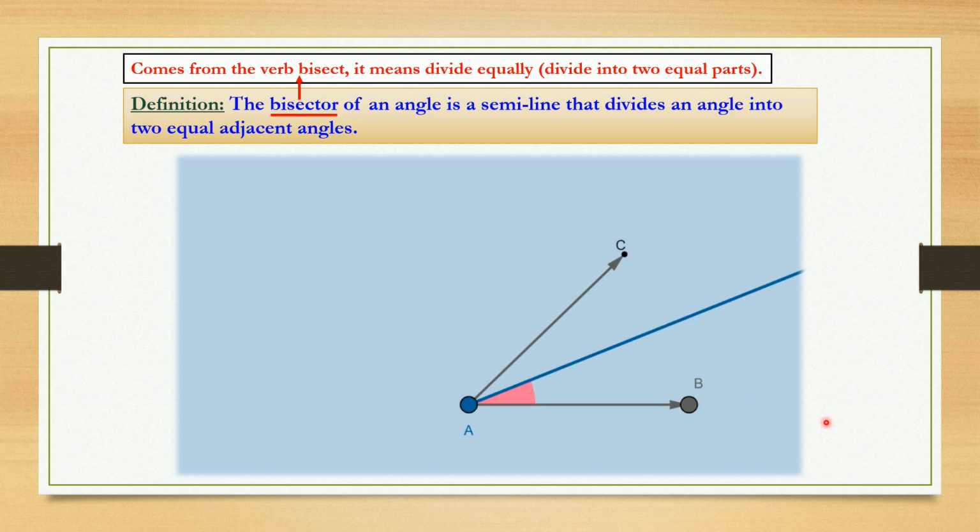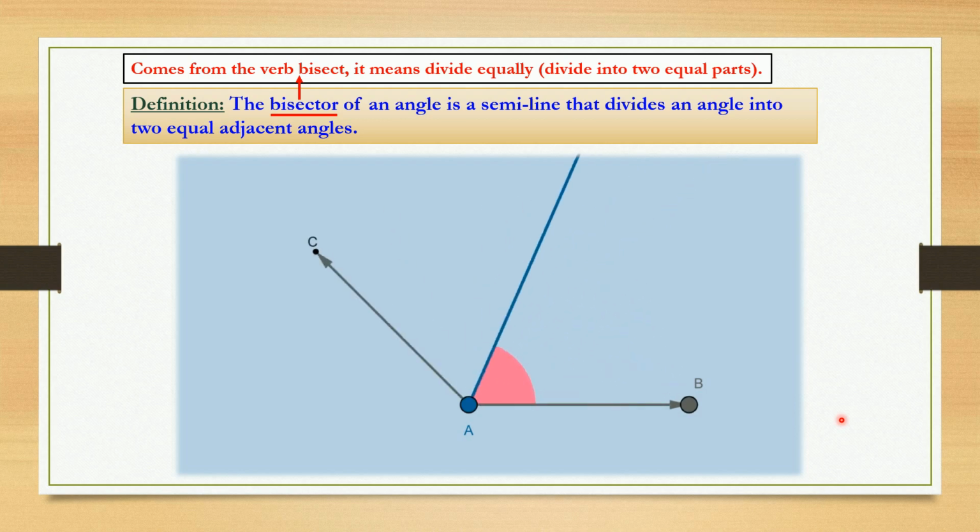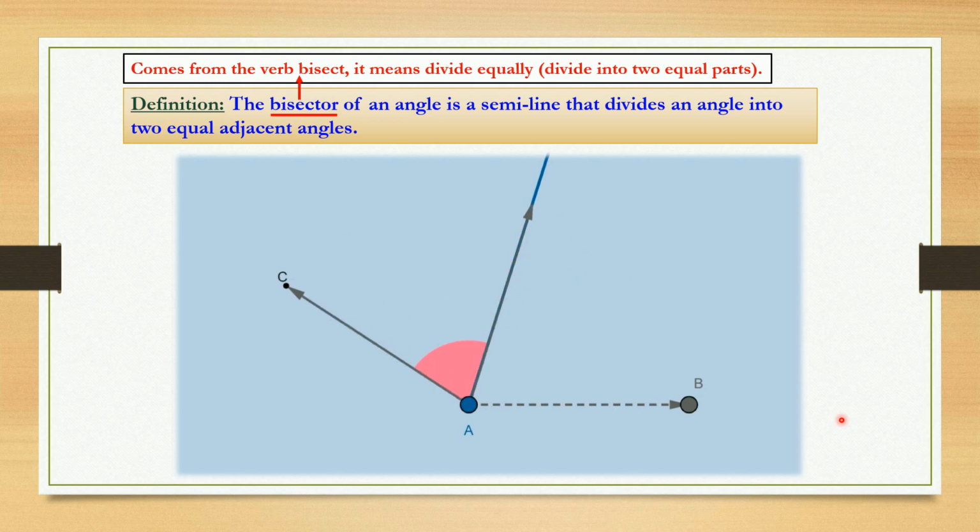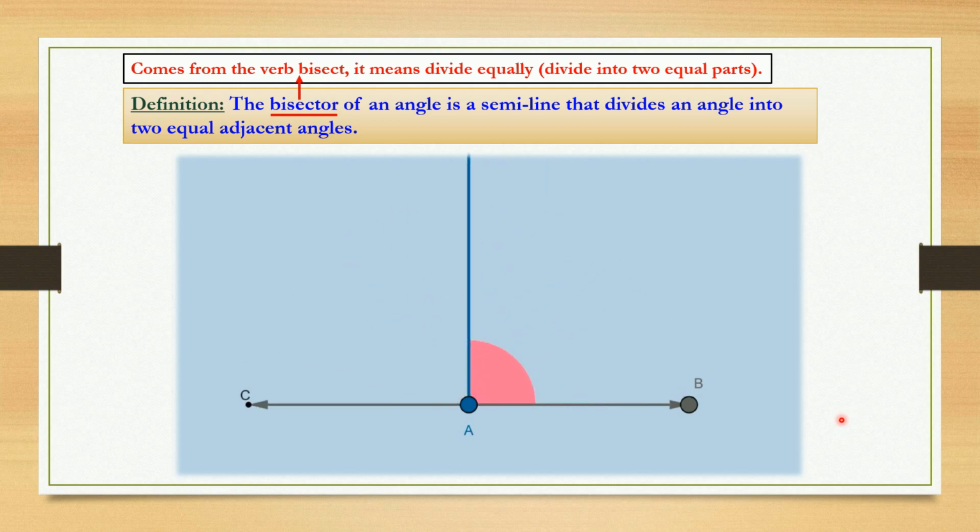Let's watch this animation. Here we notice these two angles are equal in measure. If we change the measure of BAC, here you have a right angle divided into two equal angles. Here you have an obtuse angle. And if we have a straight angle, it's divided into two equal right angles.